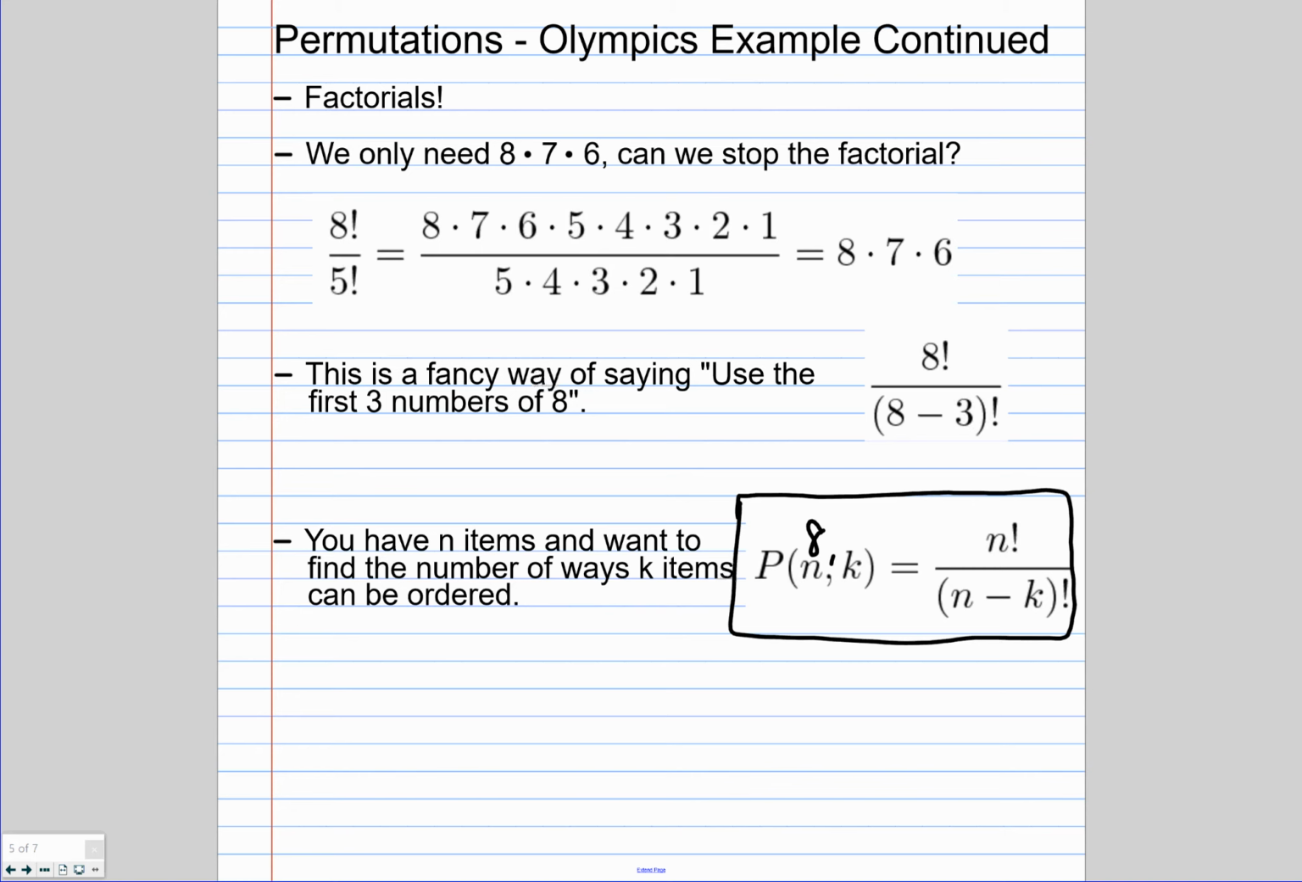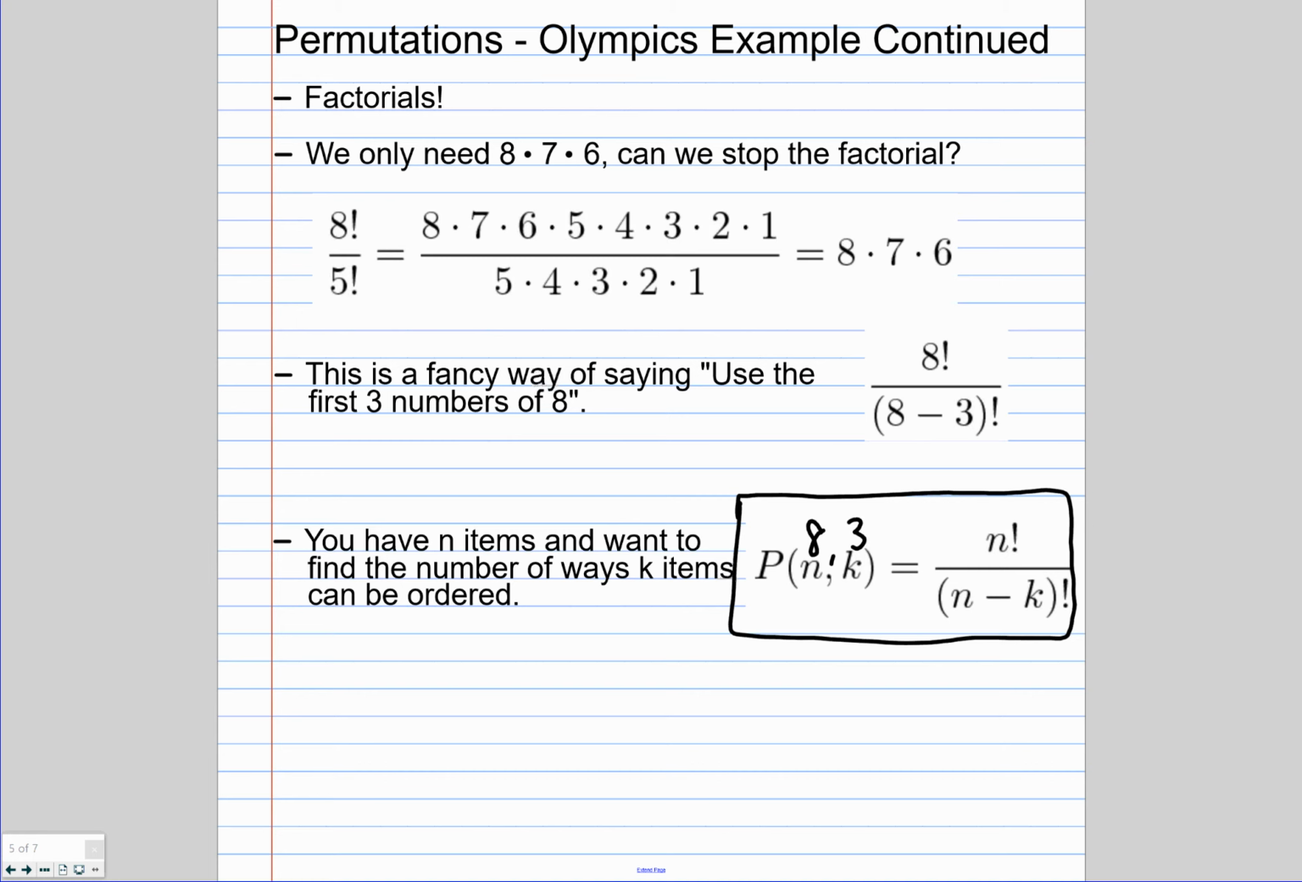So I have 8 that I'm choosing from. And how many am I choosing? I'm choosing 3 of them. That make sense? Okay. Any questions on permutations? The key thing for permutations is to think the order matters. So K is... Sorry, I should write it.